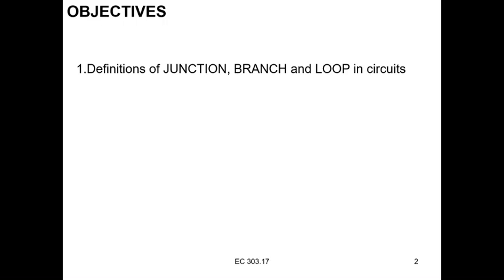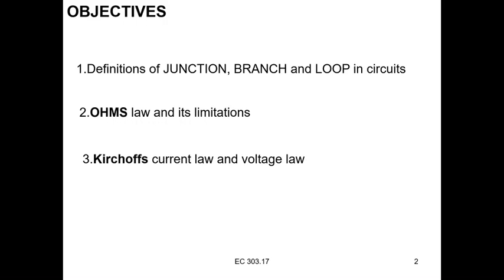So the basic objectives I am going to discuss in this class: definitions of junction, branch and loop in circuits. So what is a junction or node, branch, loop or mesh? And once you know these definitions, I am going to discuss the limitations of Ohm's law and how to overcome these limitations, and what type of law we are using. That is Kirchhoff's current law and Kirchhoff's voltage law.